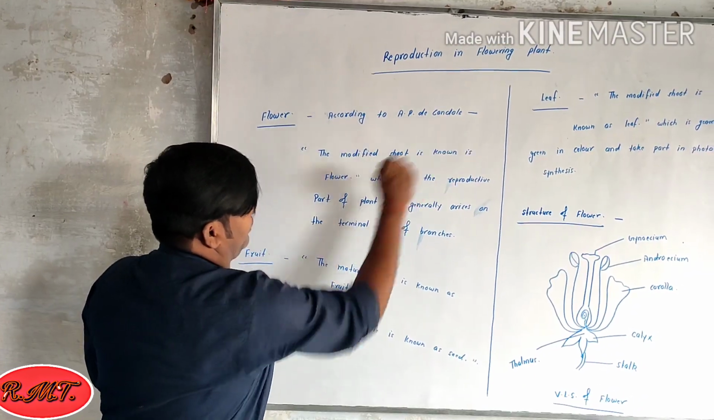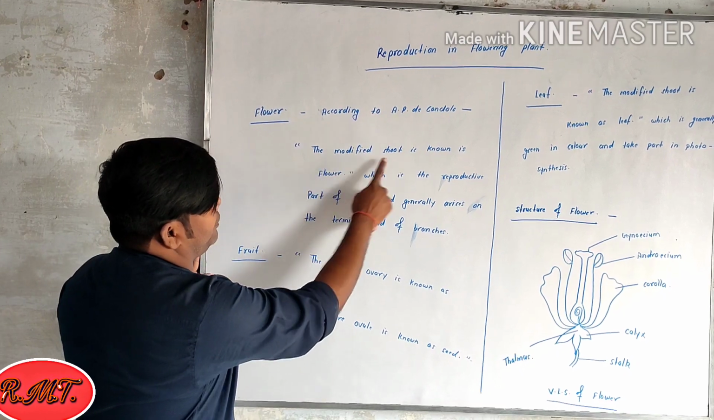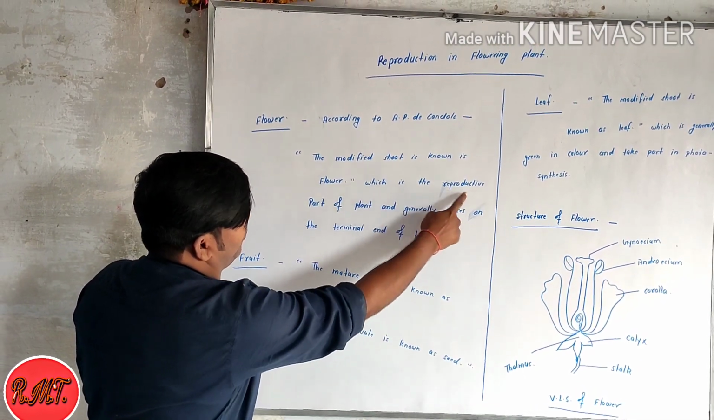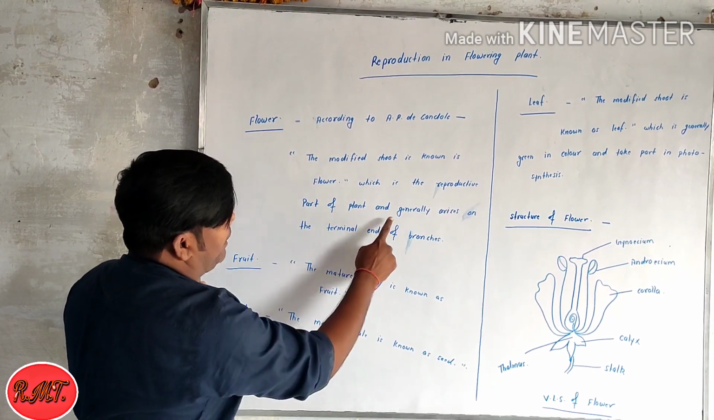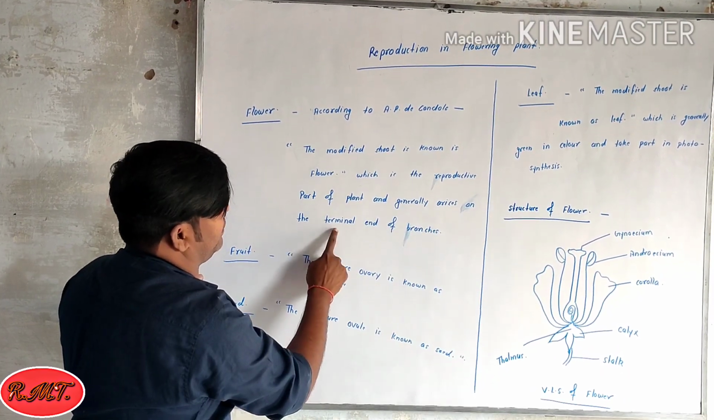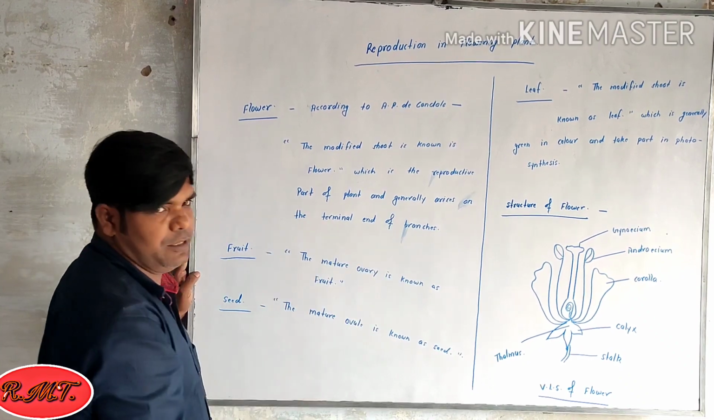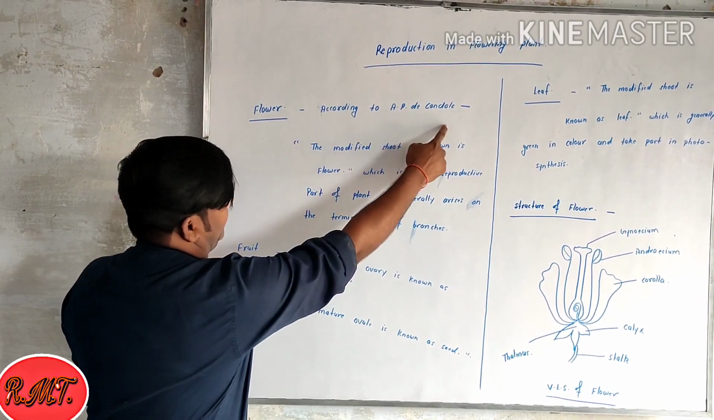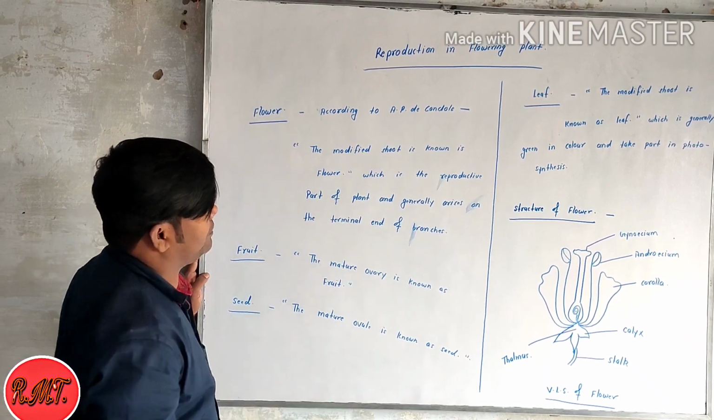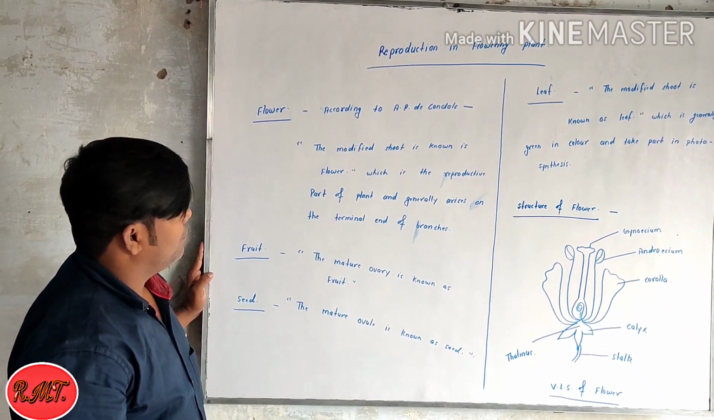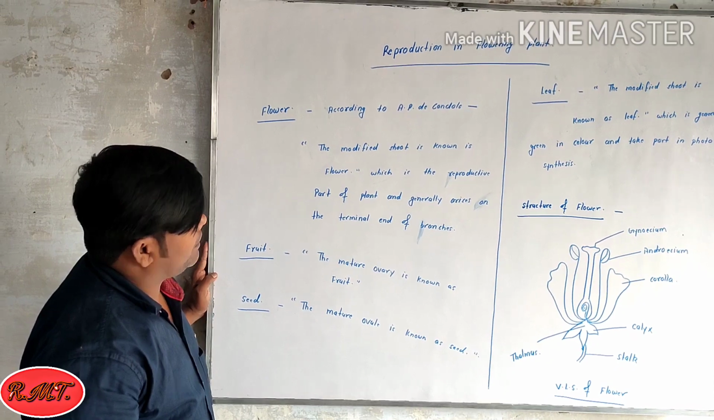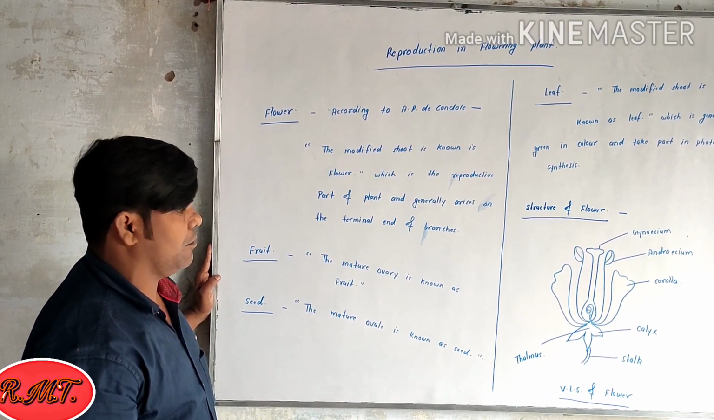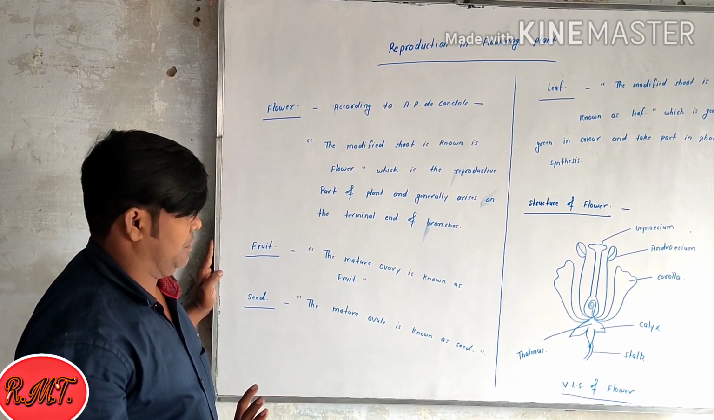According to A.P. de Candolle, the modified shoot is known as flower, which is the reproductive part of the plant and generally arises on the terminal end of branches.